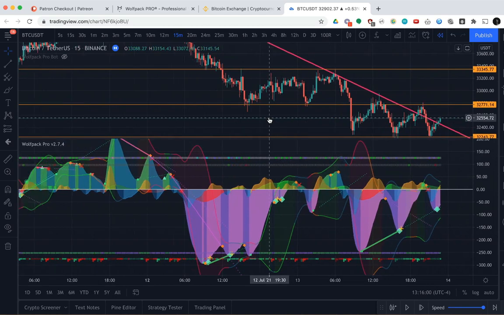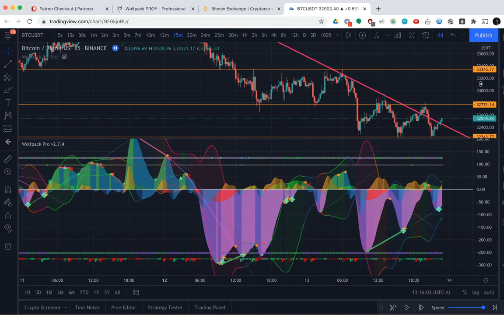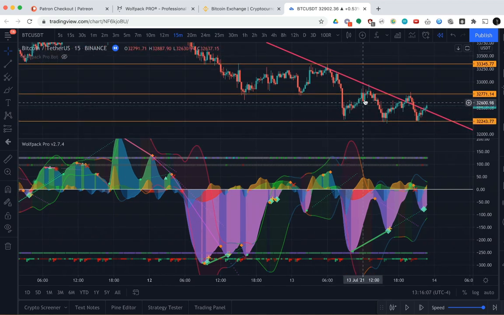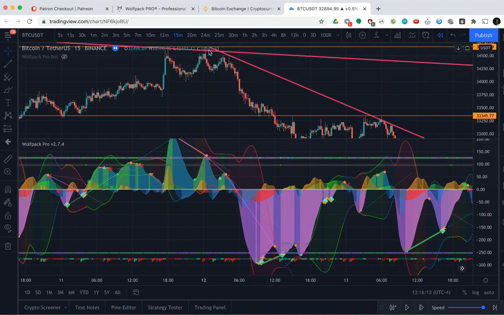All right, let's get into this 1-minute scalping strategy. It's really, really simple. But first off, we're on the 50-minute and I've drawn in my key support and resistance levels.